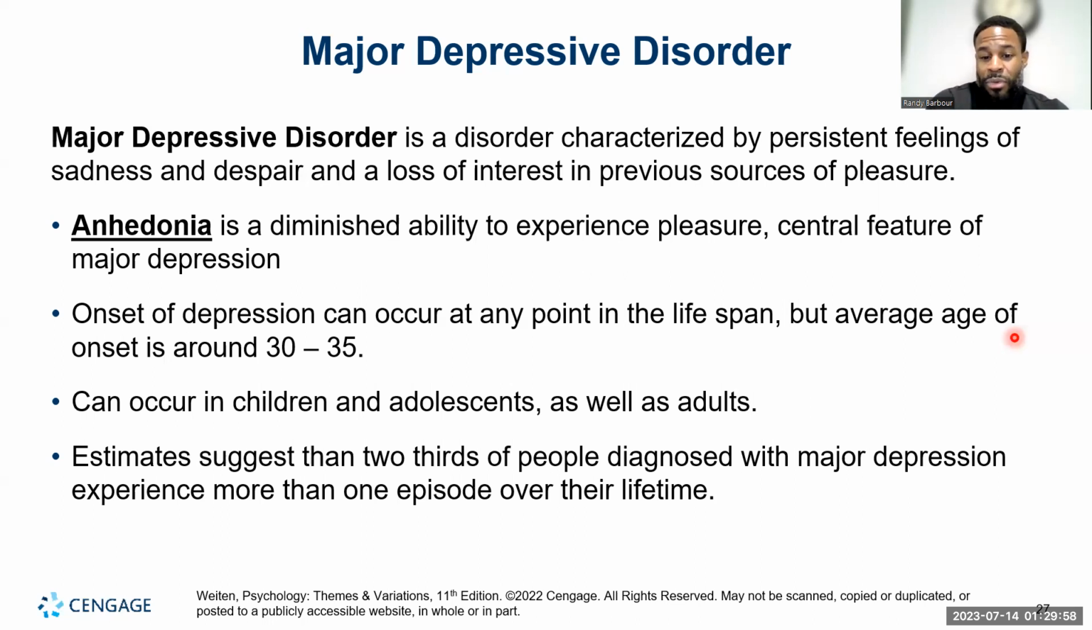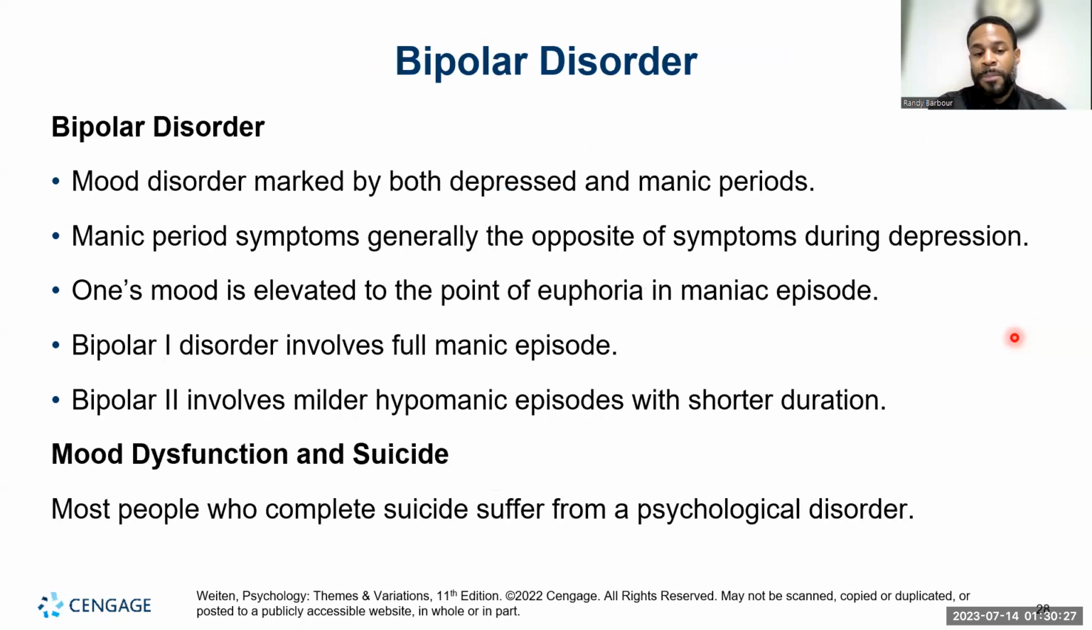We estimate that about two thirds of people diagnosed with major depression experience more than one episode over their lifetime. So it's not something that may happen all the time, but you might just have seasons. There is seasonal depression as well, right? So major depression is kind of a persistent feeling. But you can have seasonal depression as well, right? So there are different types of depression, different severity. We talk about the severity of it and how they treat it. We'll talk about it in chapter 15.